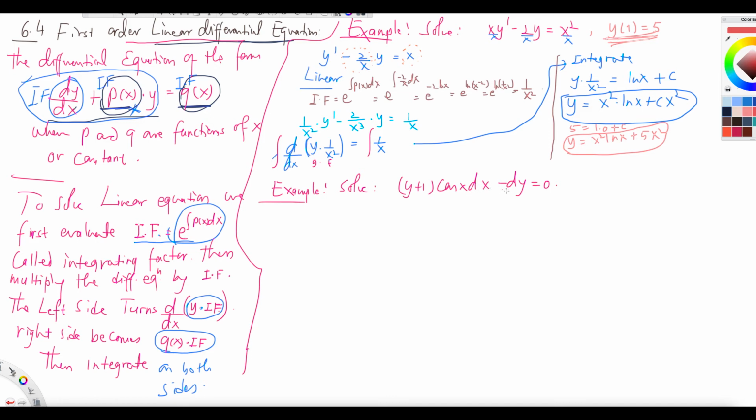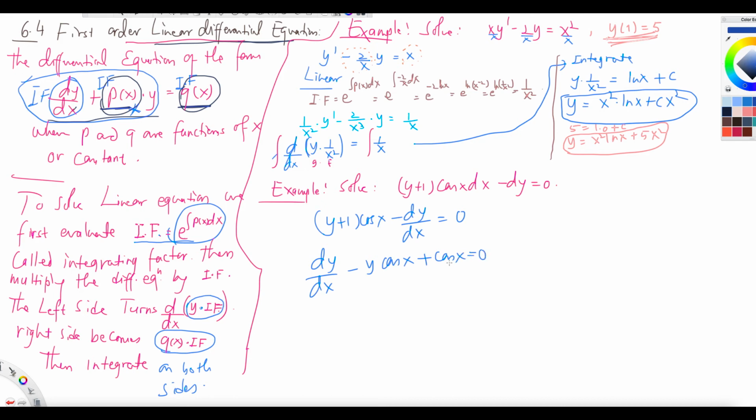Let's think of dividing by dx. What do you get? You get y plus 1 cosine of x minus dy over dx equals 0, right? Now move everything to the right side. What do you get? You get dy over dx minus y cosine of x, and then plus cosine of x equals 0.